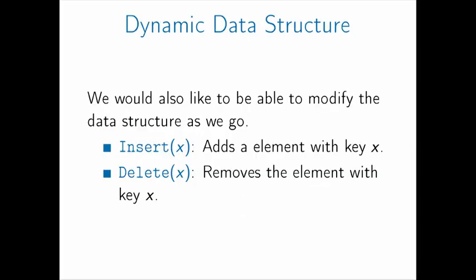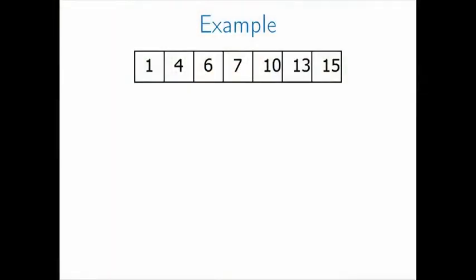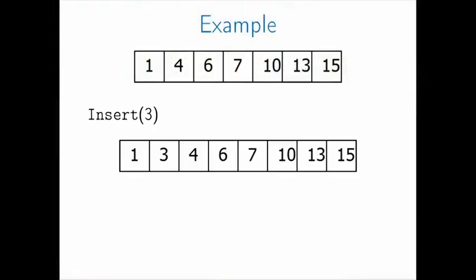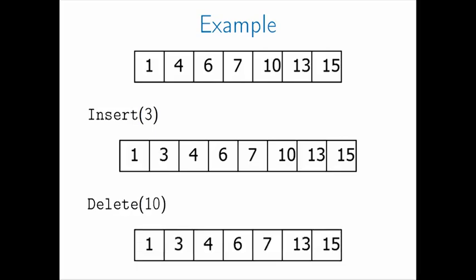Now, if we just wanted to do that, it turns out you can do it. But in practice, you really want these data structures to be dynamic. You want it to be possible to modify them. So two more operations that we would like to be able to implement are insert and delete. Insert x adds a new element with key x, and delete removes an element with key x. So, for example, we have this array. If we want to insert 3 into it, we do whatever we need to. 3 is now stored in this data structure in addition to everything else. And then we can delete 10, remove that, and we've got slightly different elements that we're storing.